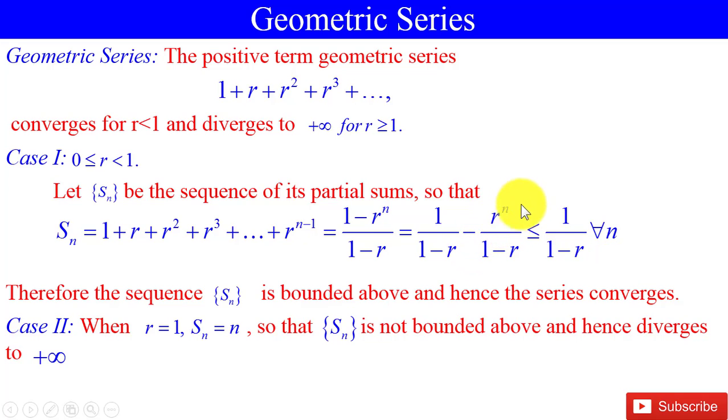Since r is less than 1, r to the power n tends to 0. Therefore, the sequence Sn is bounded above and hence the series converges. Case 2, when r is equal to 1, then Sn is equal to 1 plus 1 plus 1 up to n terms, which is equal to n, so that Sn is not bounded above and hence diverges to plus infinity.